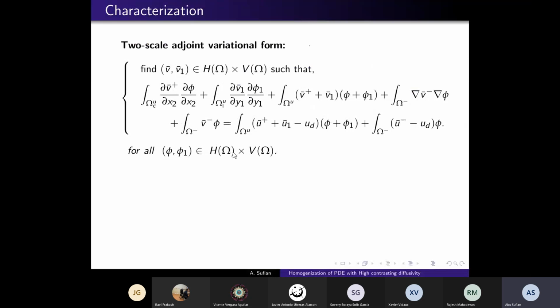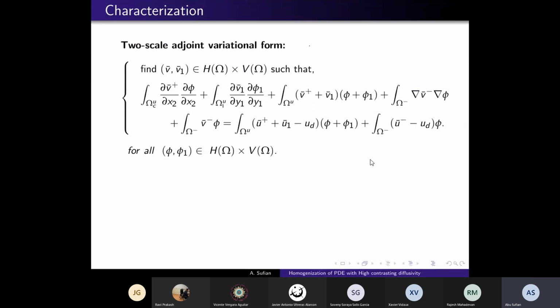In order to characterize the limit optimal control, we just use this two-scale adjoint variational form. Again, the right hand side structure is the same, that is, find V bar, V1 bar belongs to H(Ω) cross V(Ω) such that this variational inequality is satisfied. Again, the left hand side is the same as in the variational form, but in the right hand side we are going to have (U bar plus U1 bar minus UD) times (phi plus phi1) plus integral over Ω minus (U bar minus UD) times phi for all phi, phi1 belongs to H(Ω) cross V(Ω).